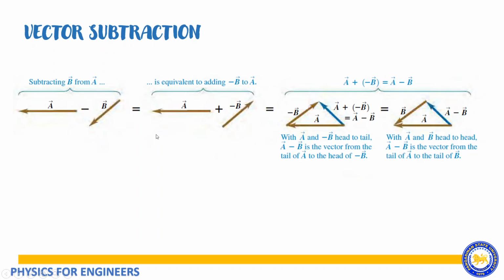Kapag subtraction naman, for example, vector A minus vector B, pwede mo siyang gawing A plus negative B. Diba sabi natin kanina, kapag negative of the vector is babaliktarin mo lang yung direction pero same magnitude. So, ang ginawa dito is vector A plus, binaliktad yung direction ni vector B para naging negative siya.